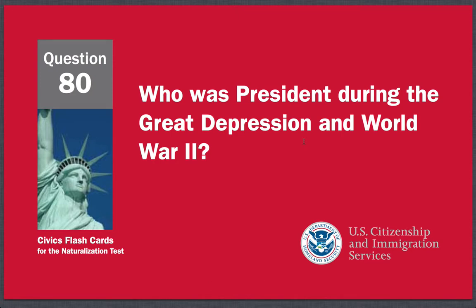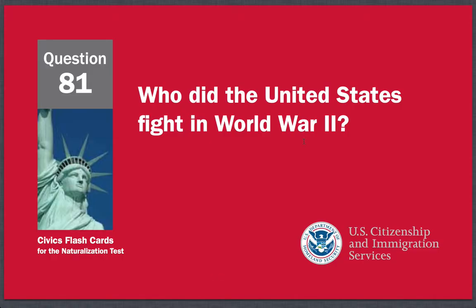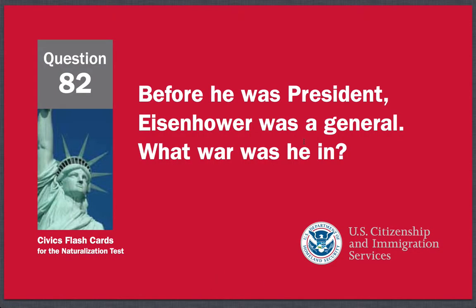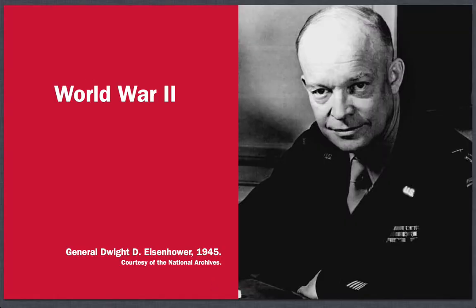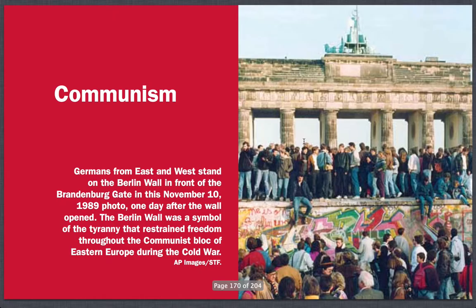And who was the president during the Great Depression and World War II? It was Roosevelt, famous Roosevelt. And who did the United States fight in World War II? It was the Nazis, Japan, Germany, and Italy, but mainly known are Japan and Germany. Before he was president, Eisenhower was a general. What war was he in? World War II.